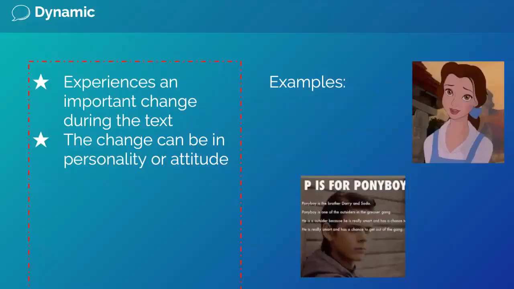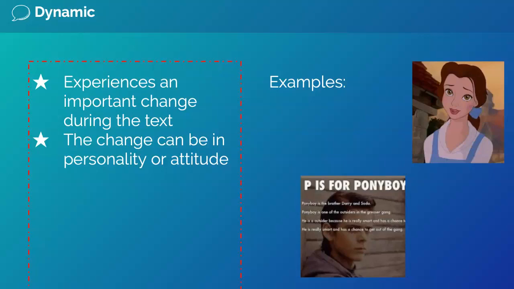Now you'll see that my examples look exactly like my examples for the round character slide, but this slide is for dynamic characters. Dynamic characters are characters who experience a change. For Beauty and the Beast, we know that Belle stops being afraid of the Beast and starts to see what's on the inside of the Beast. And for Ponyboy, we know that he starts to change the way he feels about his brother. Ponyboy grows up and matures, and so he starts to see love and life in a different way.